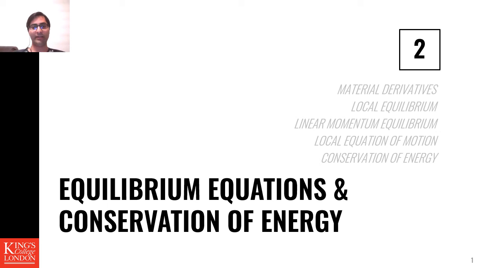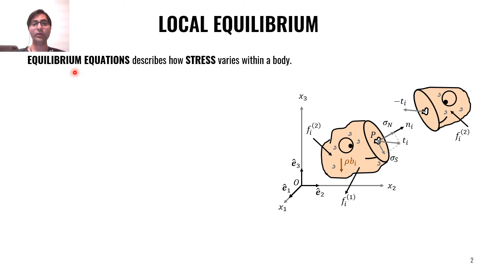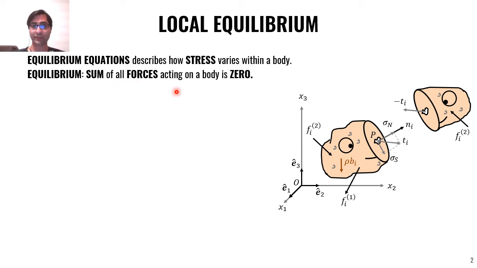Second part of the lecture is on equilibrium equations and conservation of energy. Local equilibrium equation. Equilibrium equations describe how a stress varies within a body. They state sum of all forces acting on a body is zero. In the equilibrium state, everything is balanced. For example, Mr. Potato in the equilibrium state remains as it is.